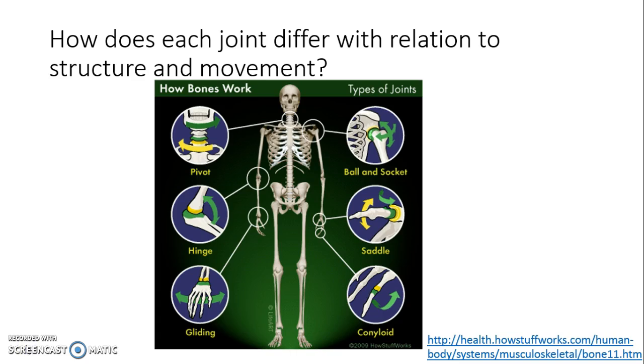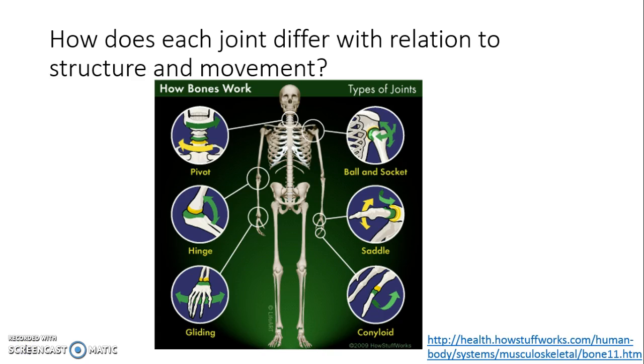The third type of joint is the gliding joint, which is also known as a plane joint. The plane joint allows movement in many directions, hence the flexibility of the wrist. So that's why the wrist can go side to side, because the little bones in the wrist allow that movement.